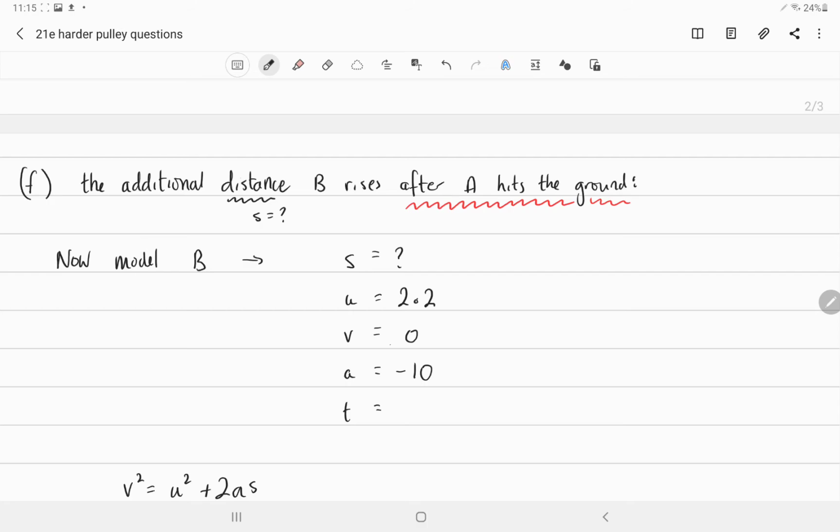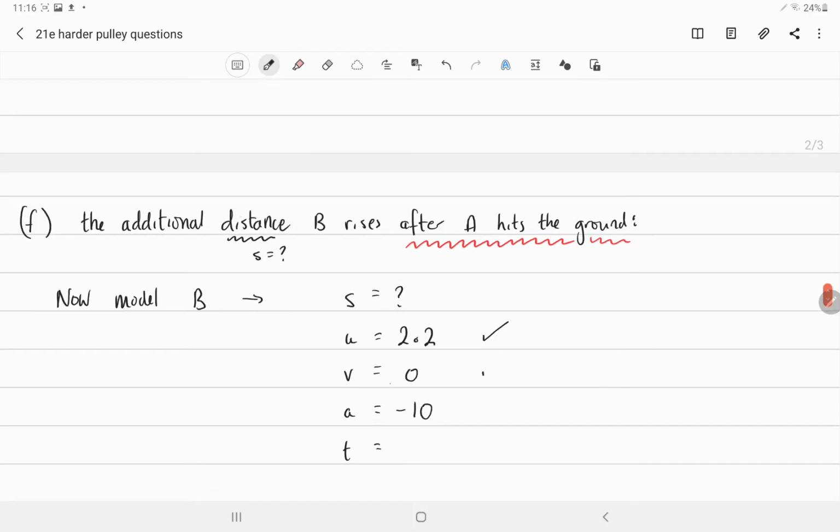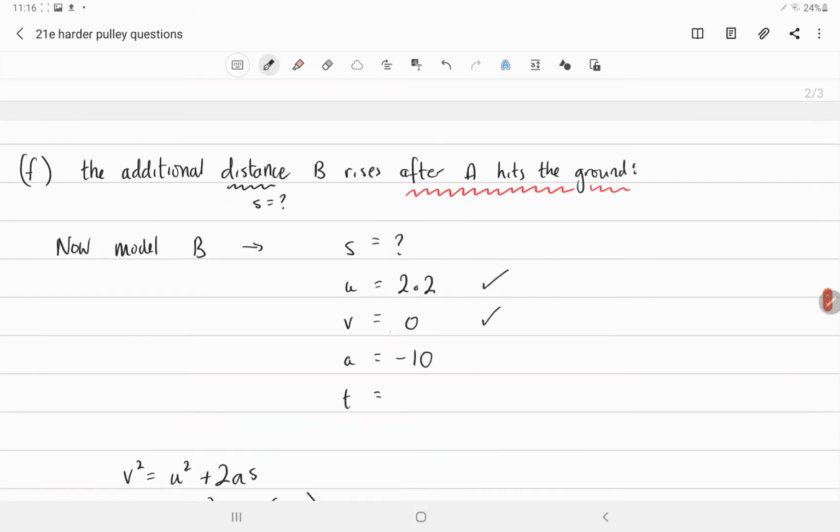So we're looking at a distance, we're looking at s, a height. Now what do we know? We don't know the height, that's what we're looking to find out. Now we know the initial speed of B. The initial speed of B is the same as the final velocity of A whenever it hits the ground. So we'll use our answer 2.2 from the previous question and set it as our initial velocity for B. We've set the final velocity as 0 because we're looking at the maximum height, and whenever we have a maximum height, the final velocity is going to be 0. It's going to stop moving.